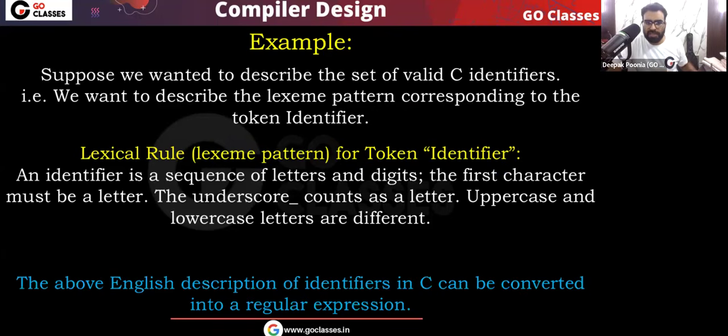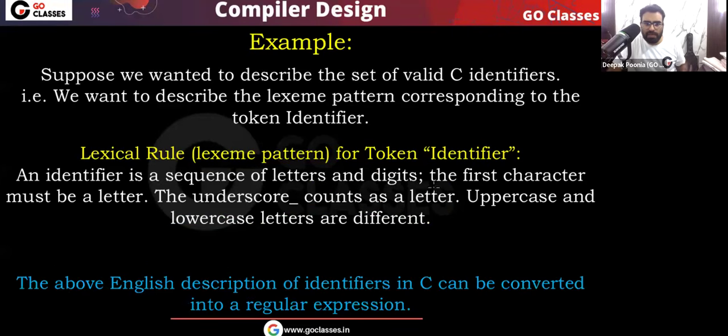Okay, so remember, in the C language, what is an identifier, or I can say what is a user defined name. So you can see an identifier is a sequence of letters and digits only. You can either use letters or you can use digits, but the first character must be a letter. Underscore you can use, no other special symbol you can use. Remember, underscore will be counted as a letter, means you can start with underscore because the first character must be a letter, and underscore is treated as a letter, and uppercase lowercase letters are different. That's it. So this is the English description of identifiers in C.